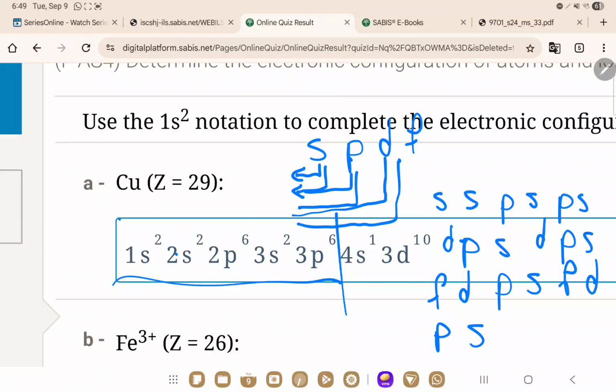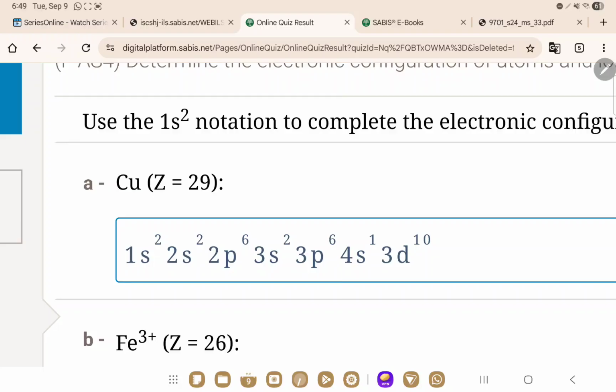Now, when you start, the first S starts with 1, the second S with 2. S always has an exponent of 2. P always has 6 when it is filled. D always has an exponent of 10 when filled, F of 14. Now, the first P does not start with 1. The first P starts with 2. The first D starts with 3. And the first F starts with 4, because they do not show up until that energy level. So that's just a quick preview of how we write them if you didn't know.